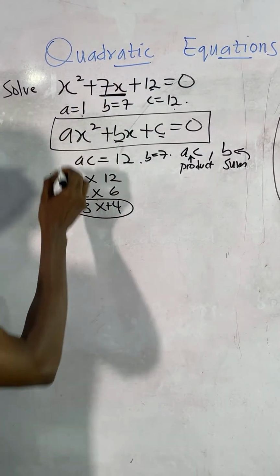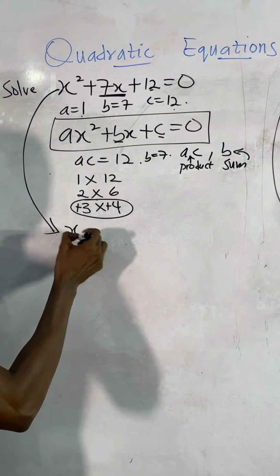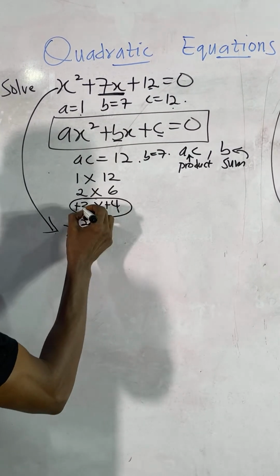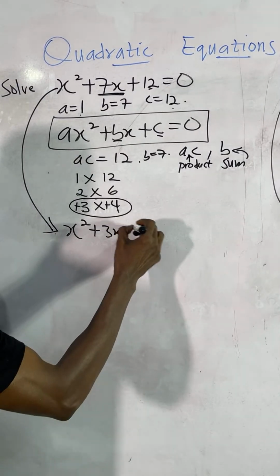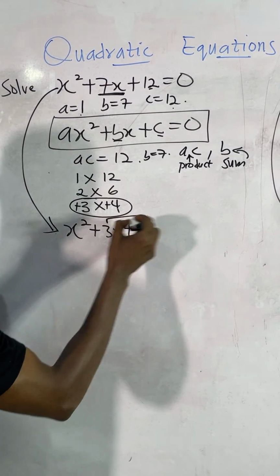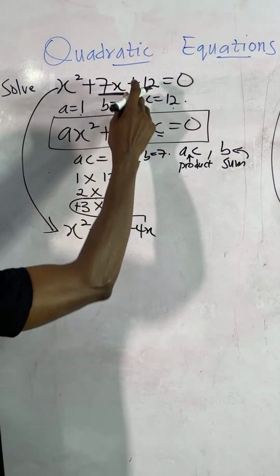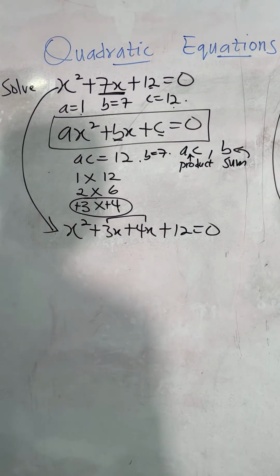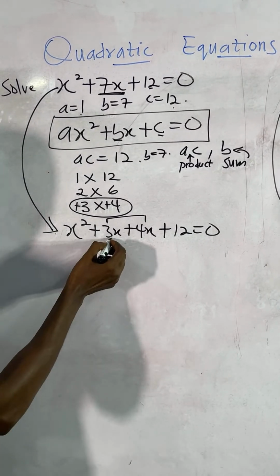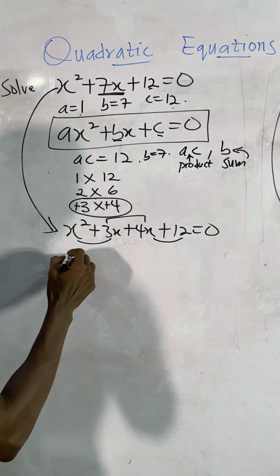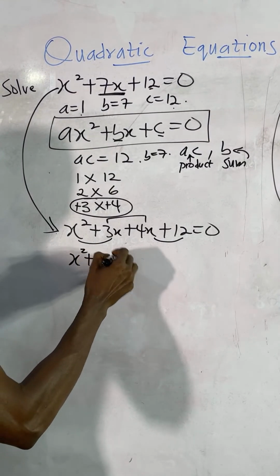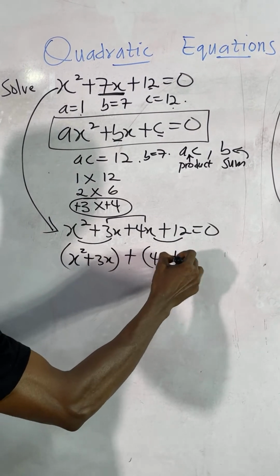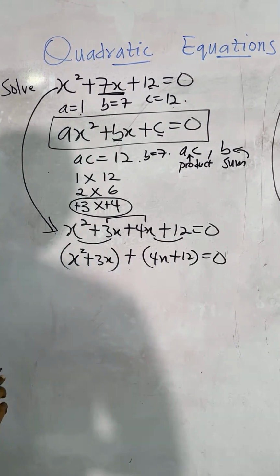We can break this. So from here, we'll have x squared. Instead of 7x now, we'll have plus 3x plus 4x. Now these two will give us the 7x, right? Then we continue, plus 12 equal to 0. As we did earlier, we group. So we have x squared plus 3x plus 4x plus 12 equal to 0.